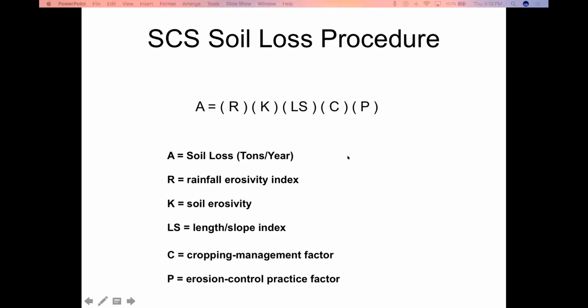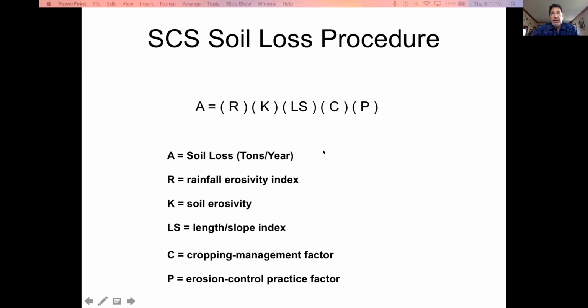Roger that. Okay, so it's a straight mathematical calculation. The question is, where do you get all these things? A is the area, basically the tons of soil lost per year. That's what A means. And it's times these factors. It's just multiplication: this times that times that times that times that.